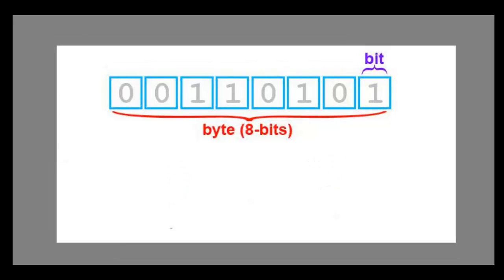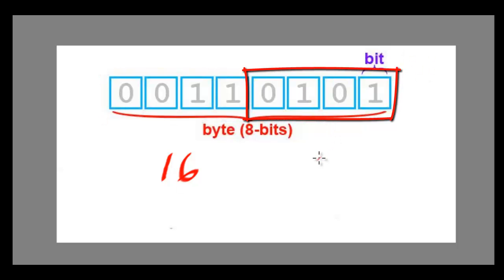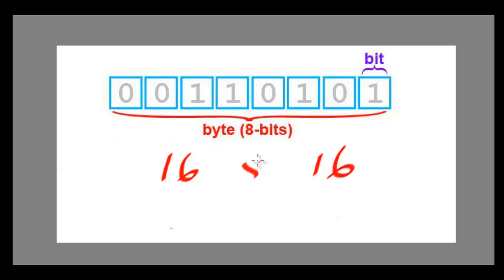So one more thing to remember. Remember, we had 4 bits could be combined 16 different ways. So this side over here can have 16 possible combinations. But these 4 bits over here can also have 16 possible combinations. So if you take them together, 8 bits can have 16 times 16 or 256 possible combinations.